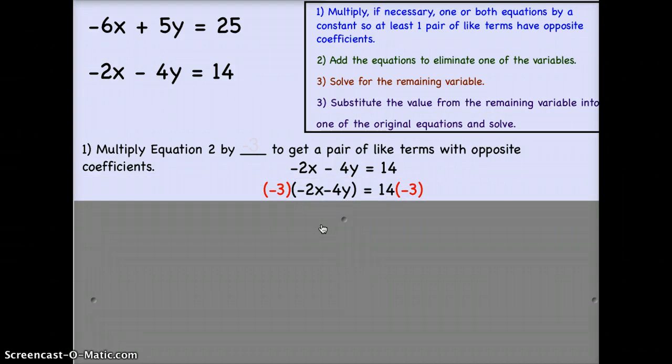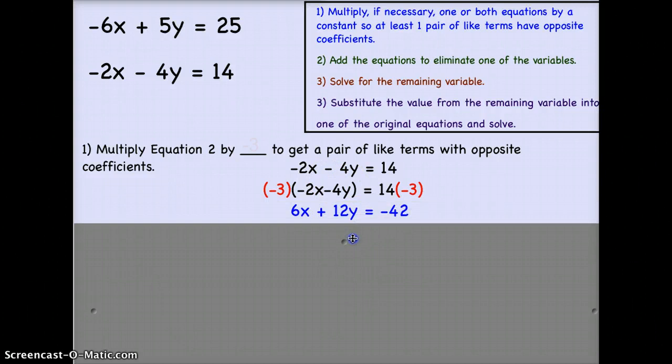So I have to multiply both sides of the equation by negative 3. Remember, as with any equation, to keep it balanced, you have to do the same thing to both sides. So on our left, we're going to multiply negative 3 by negative 2x, and we're also going to multiply negative 3 by negative 4y, so we're using the distributive property. So negative 3 times negative 2x is 6x, negative 3 times negative 4y is positive 12y, and then on our right side, negative 3 times 14 is negative 42.